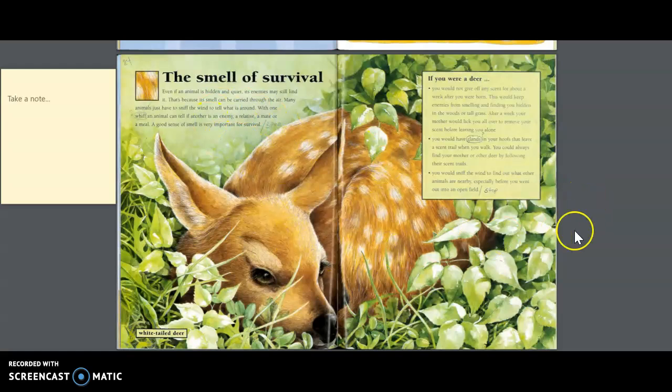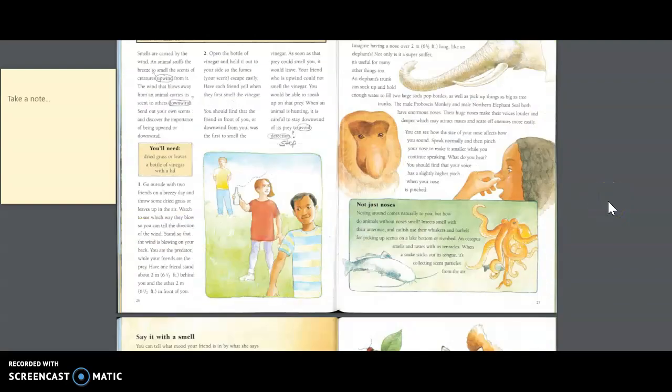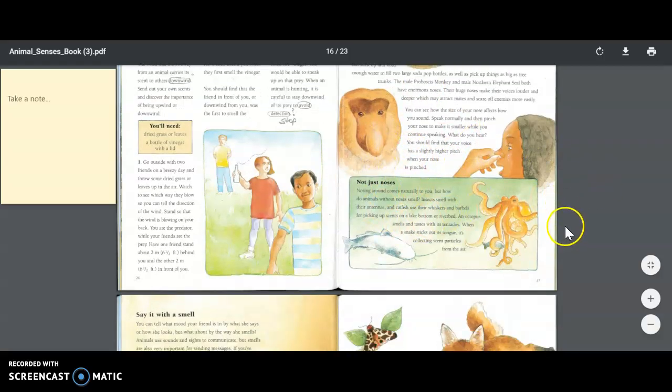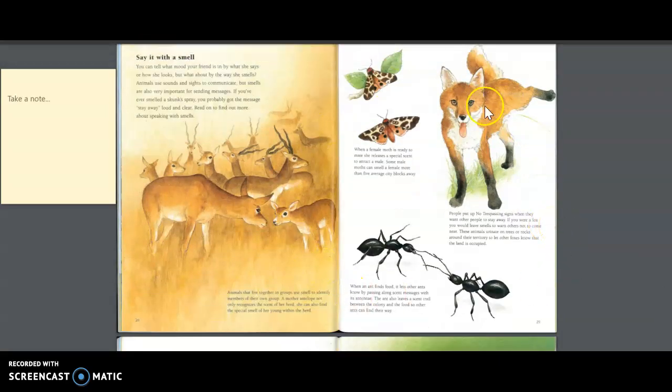Tuesday, we read this section of the text right here where we learned more about the sense of smell, and how that helps animals. We then went on to read this section about super sniffers and special noses for different animals and how they help those animals to survive. And then on your own, you completed that graphic organizer for day 2.